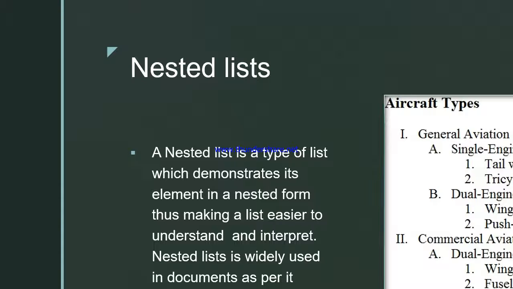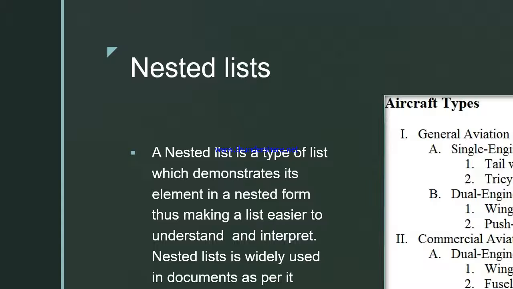A nested list is a type of list which demonstrates its elements in a nested form, thus making a list easier to understand and interpret. Nested list is widely used in documents as it helps in explaining sub-procedures in a much better manner.